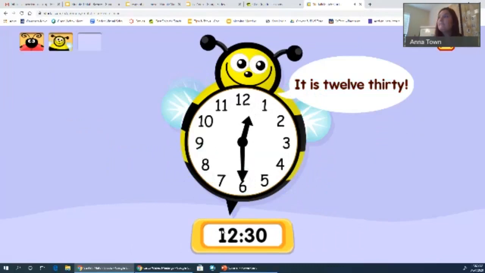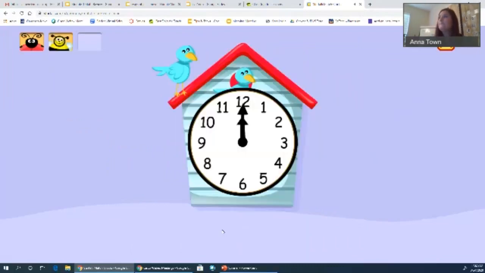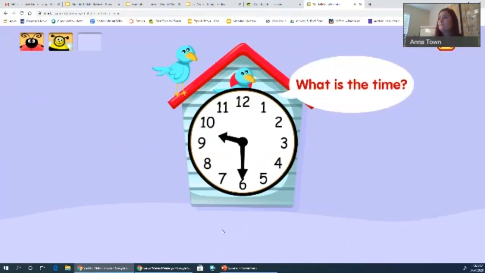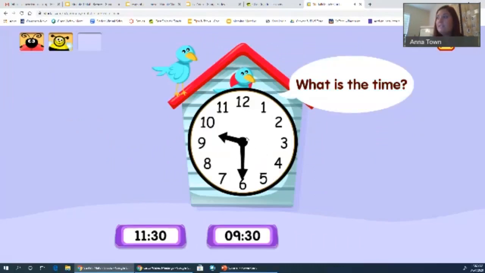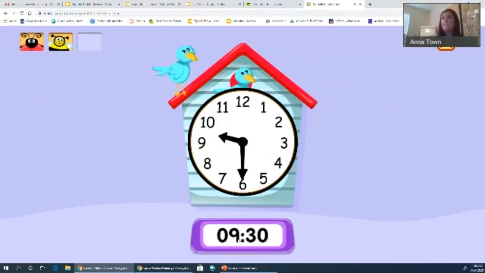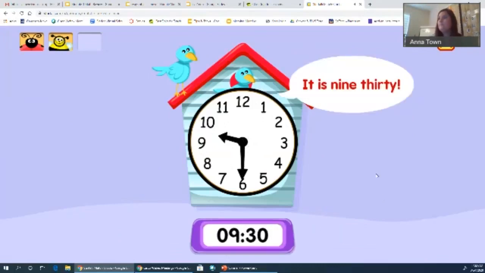Okay, last one. What is the time? Remember, we always look at our hour hand. That's our short hand first. Between the 9 and the 10, we always go back to the number already passed. So it's already past the 9, so we're in the 9 o'clock hour. Our long hand is touching the 6, which means half of an hour has passed, so 30 minutes have passed. So it is 9:30. Awesome. It is 9:30.